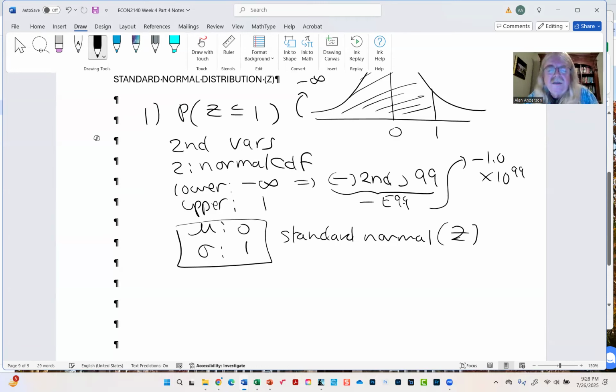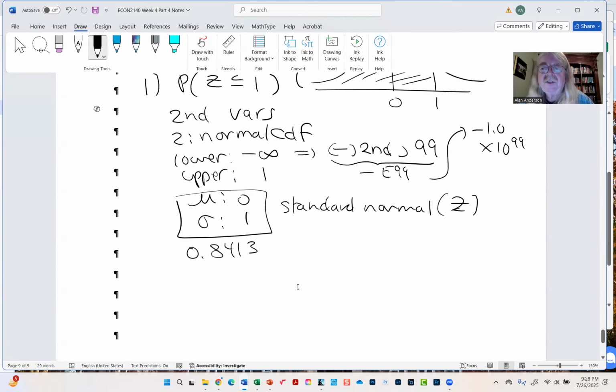So why don't you go ahead and type that in, and let's see what we get. Now, we actually solved for this once before, and it turned out to be 0.8413. All right. So, of course, the same thing is true here, except that it's giving you more digits, but we're rounding. Remember, the convention is 4 places.